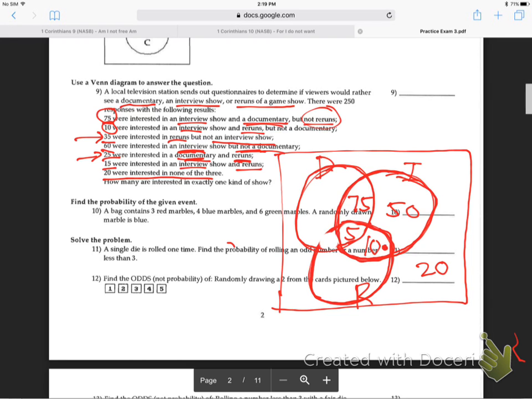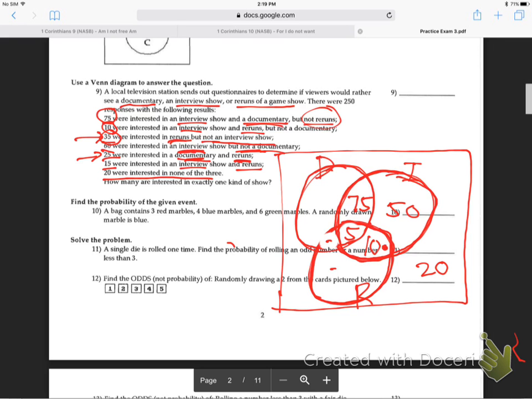Now let's go back to the two we put arrows on and see if we can finish them up. Back to this 35: reruns, not interview. It'd be this one and this one. They're both in the rerun circle, not interview, and we don't know either one. So we've got to come back.